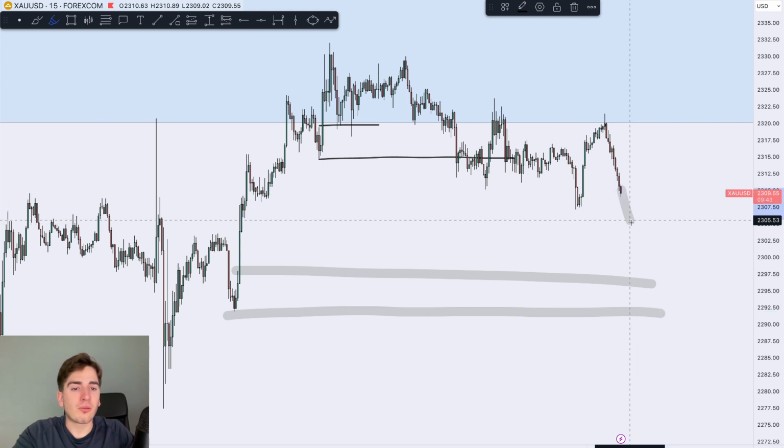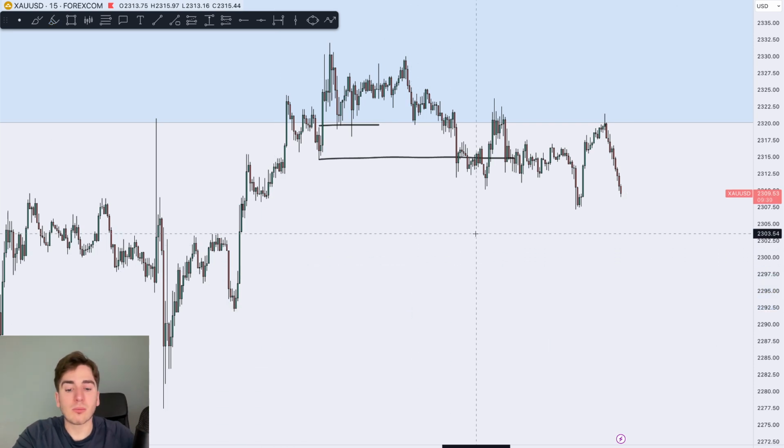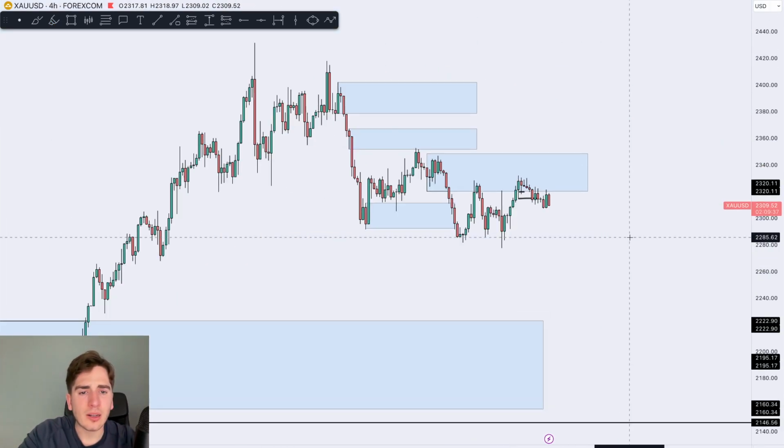So yeah, follow the overall flow here on gold until we reach this area of demand. That is my personal outlook and opinion. And yeah, that's what I'll be doing with gold.